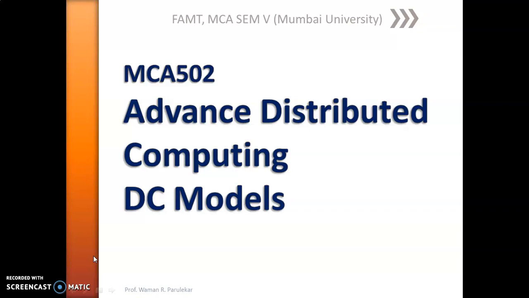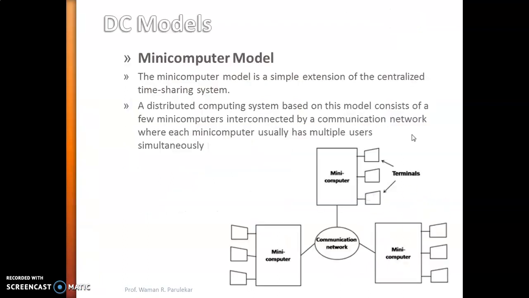Distributed computing system models can be broadly classified into 5 categories. Number 1 is mini computer model, number 2 workstation model, number 3 workstation server model, number 4 processor pool model, and number 5 hybrid model. So one by one we are going to study all these distributed computing models. Number 1 in that series is mini computer model.